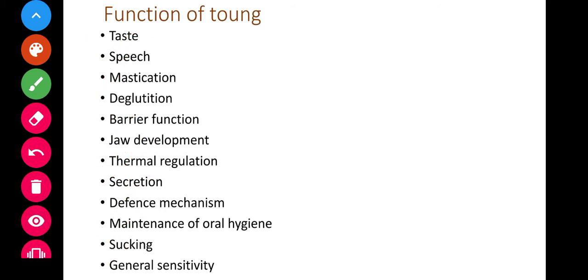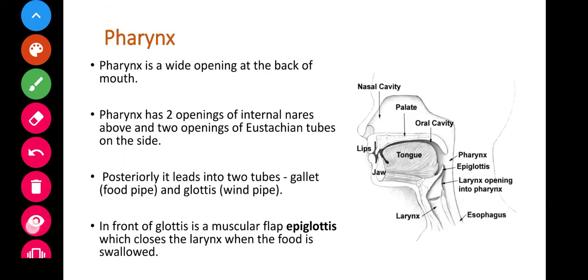Now we will see the pharynx. This is buccal cavity, and this buccal cavity opens into pharynx. So this region is pharynx. Below the mouth, pharynx is present.